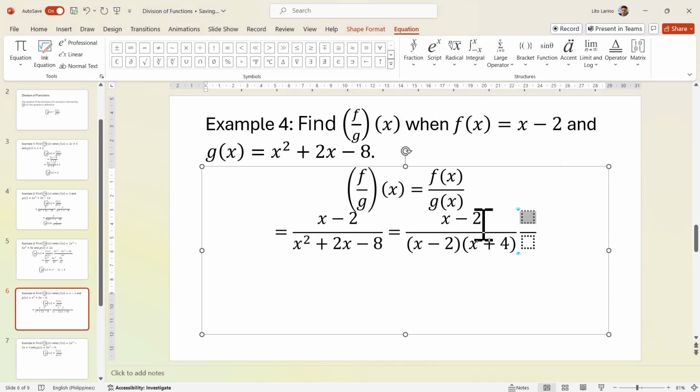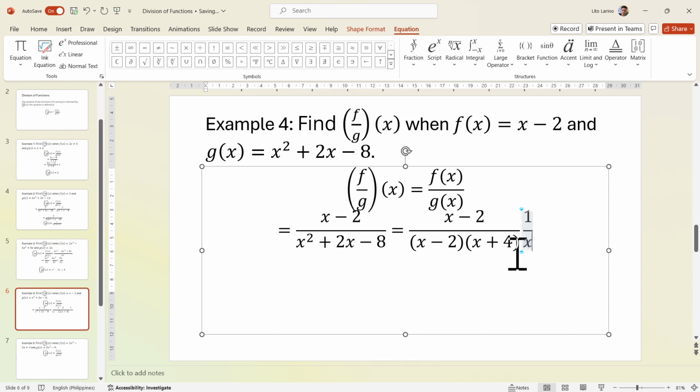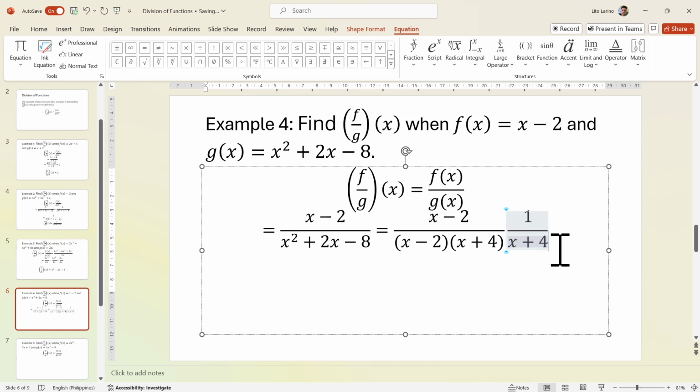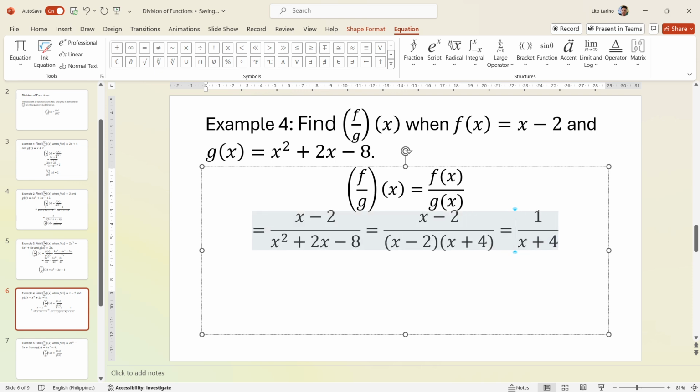Again, when we cancel out x minus 2, it does not disappear. It simply means x minus 2 over x minus 2 is 1. So we still have a numerator which is 1, over the remaining factor of our denominator, which is x plus 4. Again, we cancel out x minus 2 because x minus 2 divided by x minus 2 is 1. The x minus 2 in the numerator does not disappear. It is 1 over x plus 4.